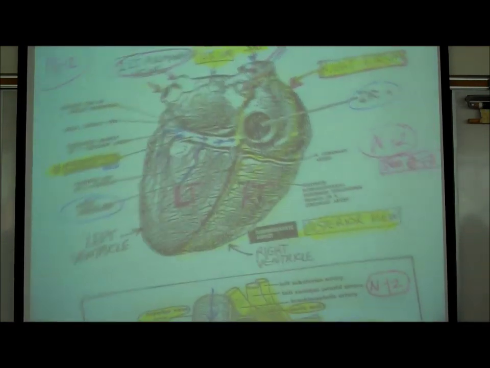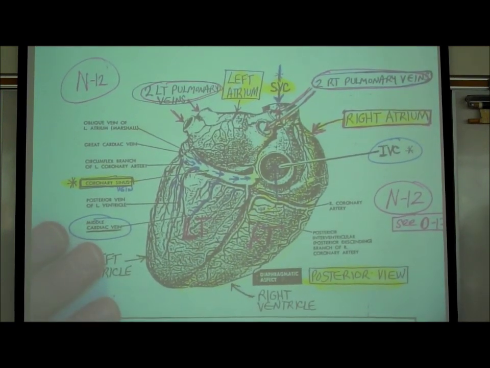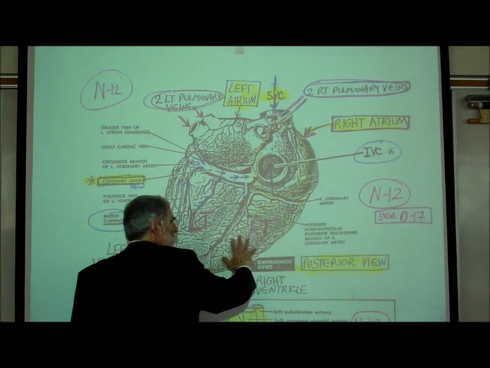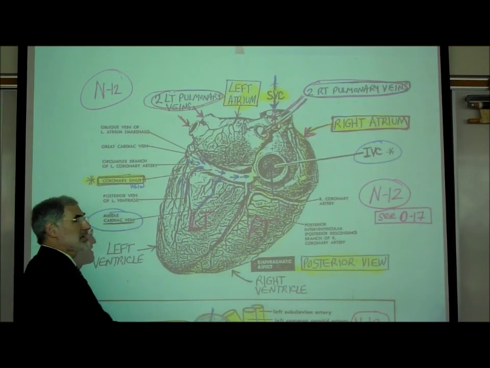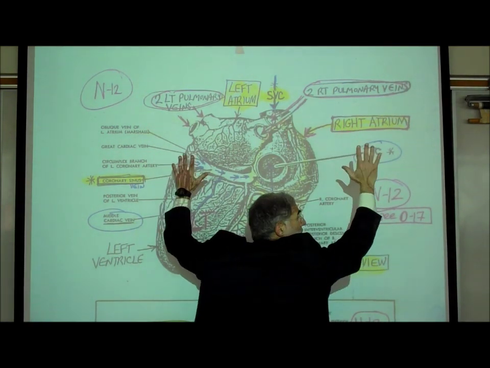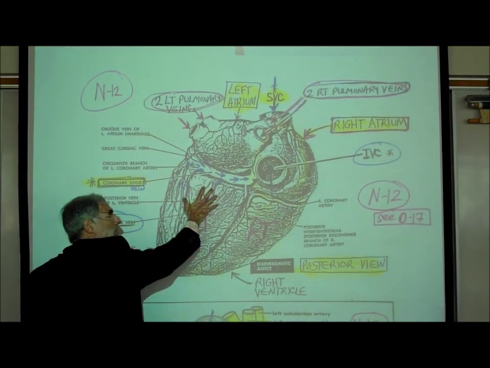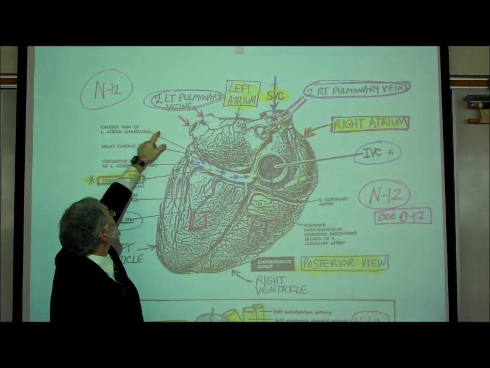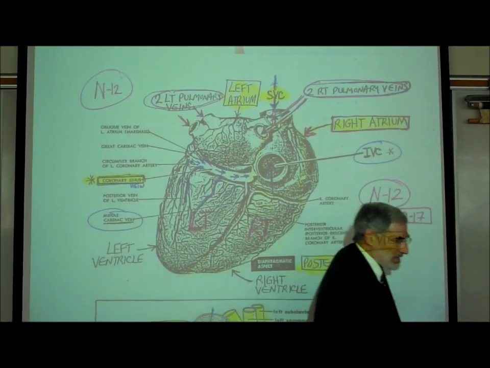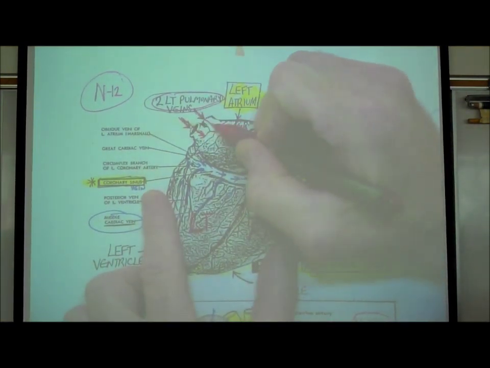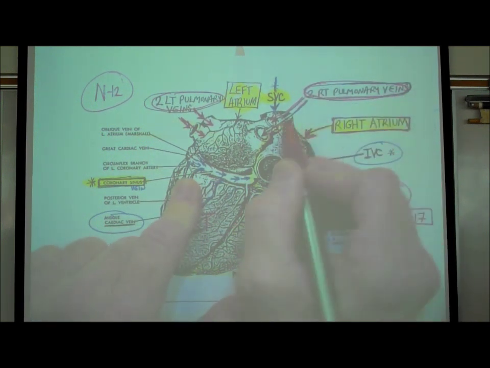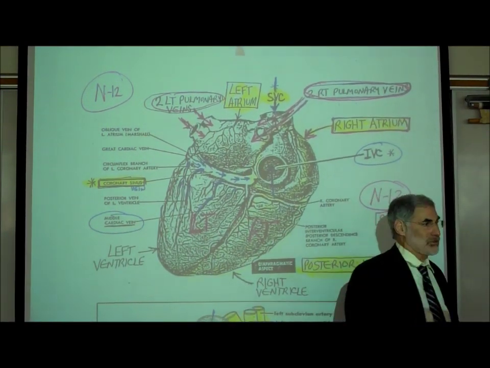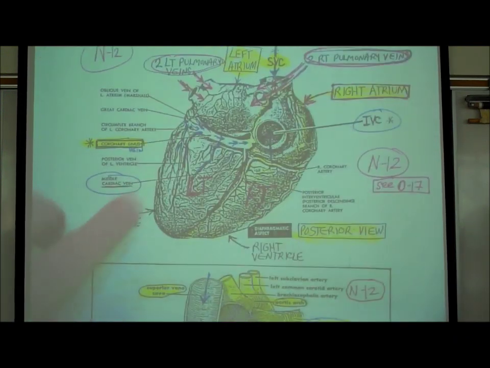On N12, in the top picture, this is a posterior view, a view from the back side of the heart. So it's like viewing me from my backside. We're both facing the same direction. This is the right pump. This is the left pump. This is the left atrium right here. Can you see the 4 pulmonary veins? Here it shows 2 left pulmonary veins bringing oxygenated blood into the left atrium, and 2 right pulmonary veins bringing oxygenated blood into the left atrium. 4 pulmonary veins, 2 from each lung, are bringing oxygenated blood into the left atrium.